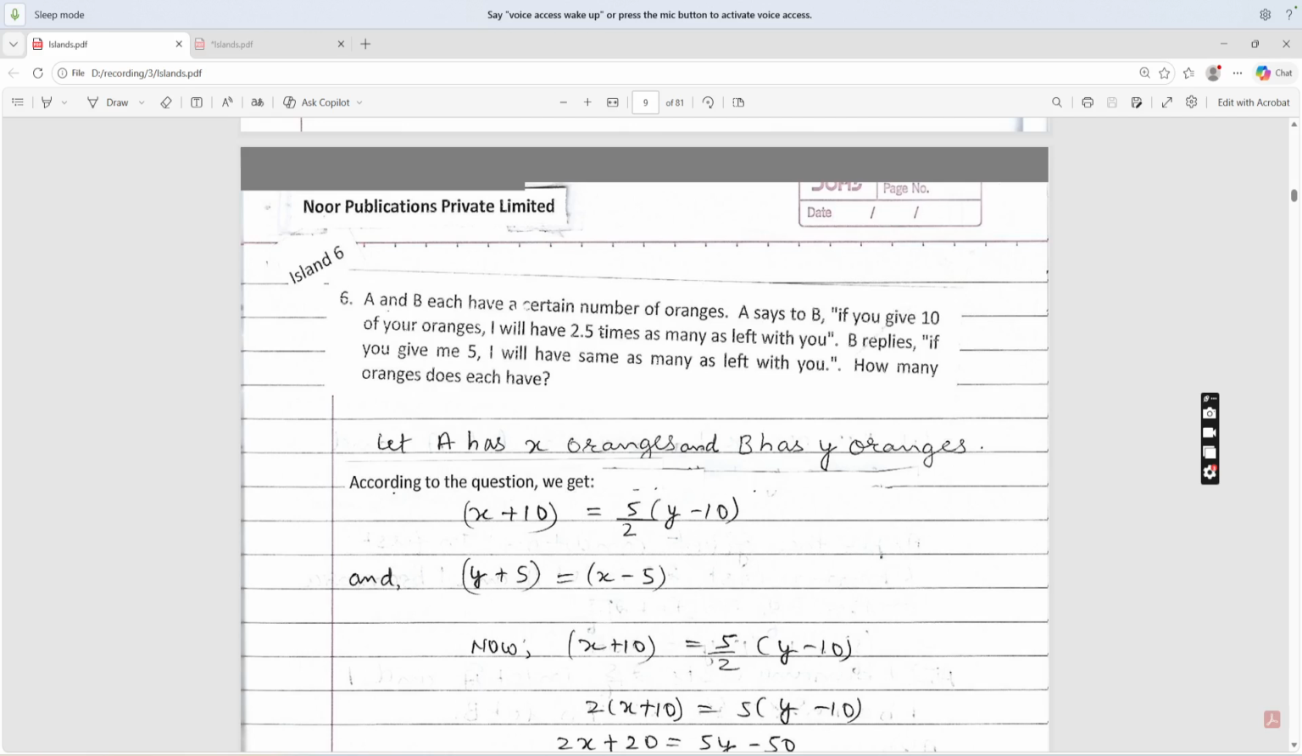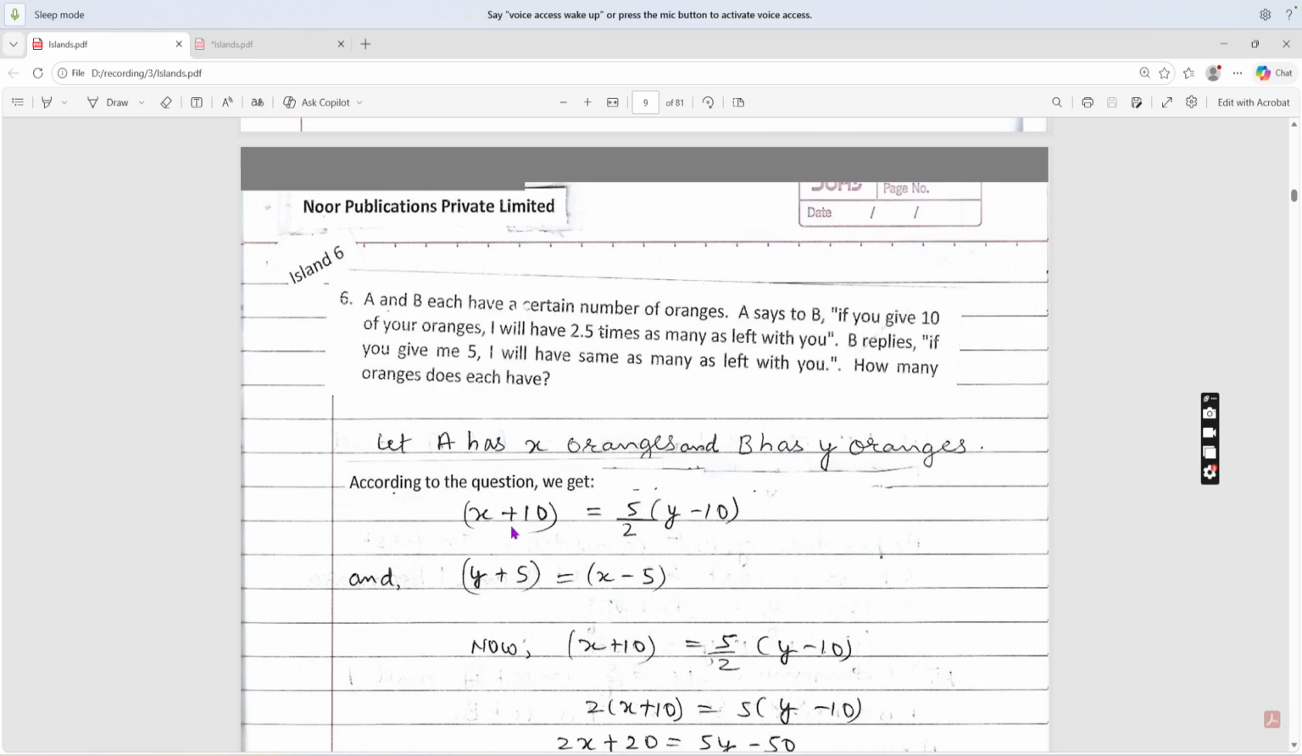Now we are heading towards our sixth island. A and B each have a certain number of oranges. A says to B, if you give 10 of your oranges, I will have 2.5 times as many as are left with you. First of all, we are going to crack this. We let the number of oranges held by A be X and the number held by B be Y.